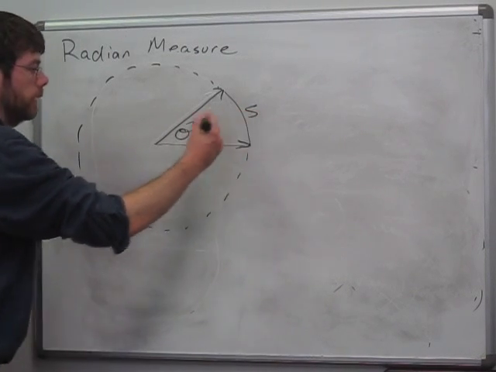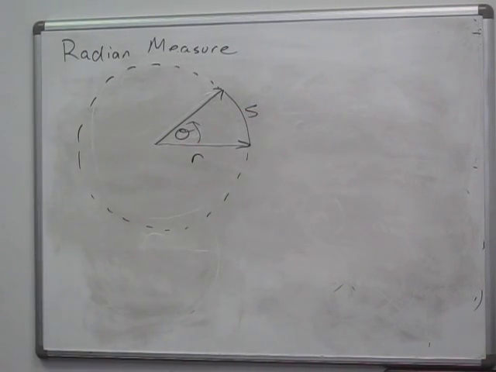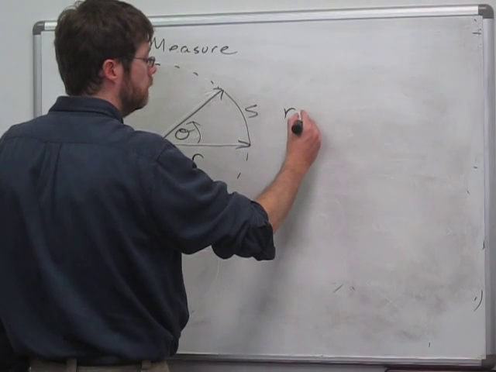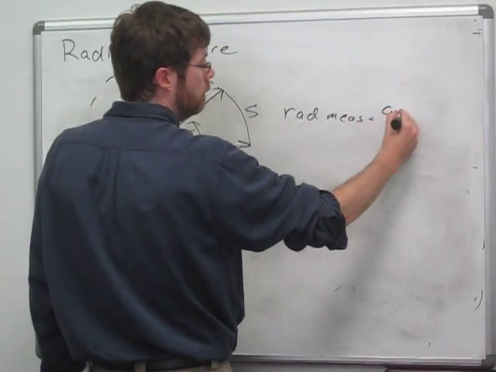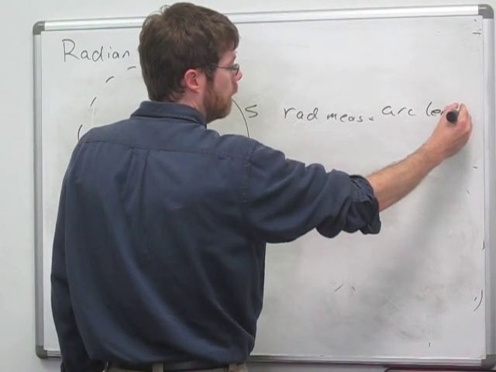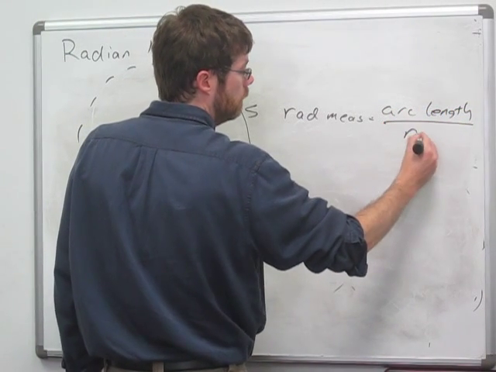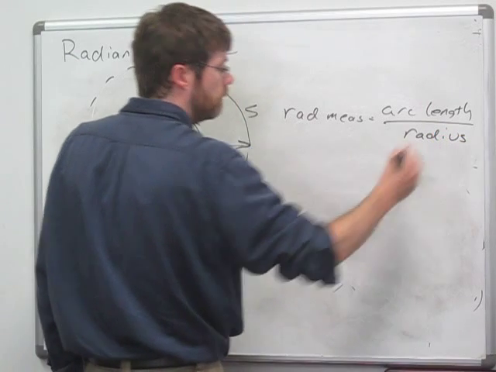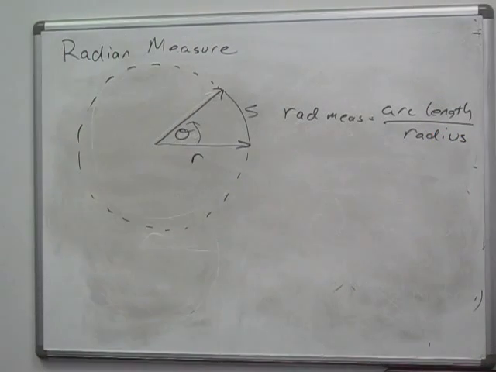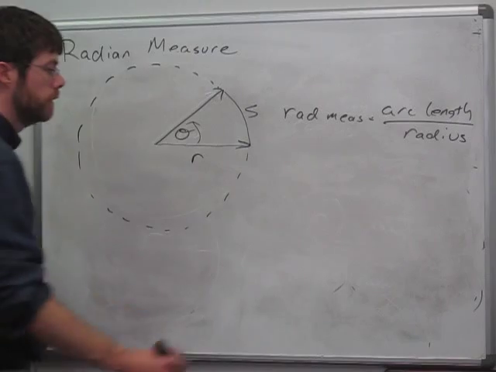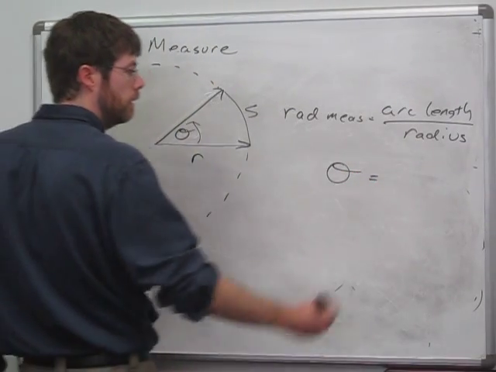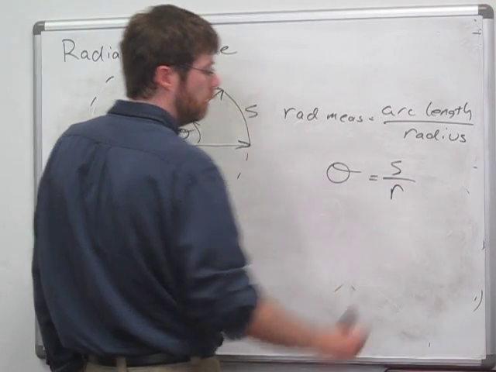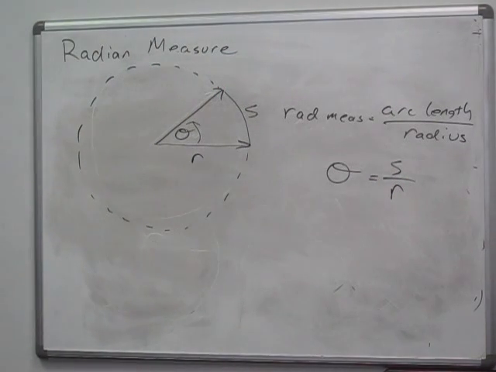Arc length is typically denoted with an S. So we are going to define the radian measure to be arc length divided by the radius. With these particular symbols, our angle in radians, theta, is S over r.